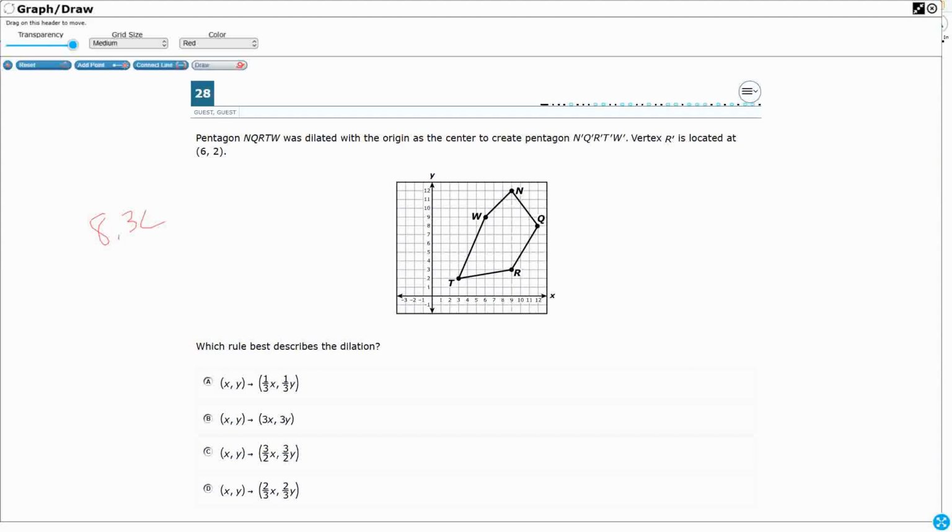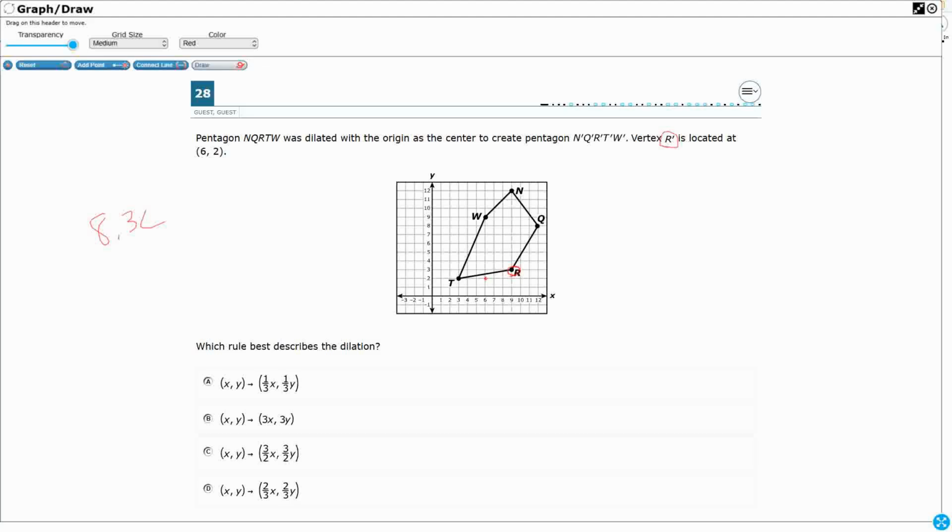And we have a pentagon here, and then it's being dilated. And all we have is the new vertex. So we have all of this right here, but really we're just looking at R and then R prime. Where's R prime? R prime is 6, 2. So R prime goes right there. So I'm thinking we're shrinking it a little bit here. So how do I best describe that?